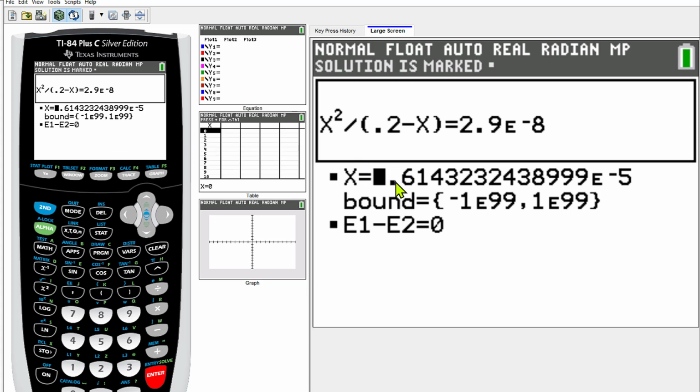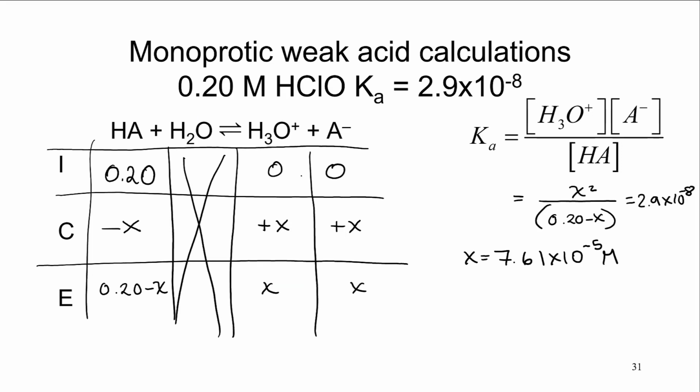But I can take 7.61 times 10 to the minus fifth as my value for x. Okay, so now I can relate this to concentrations, right? So this is my hydronium concentration. It's the value for x. So to calculate the pH, I'm going to say pH equals negative log of x, right?